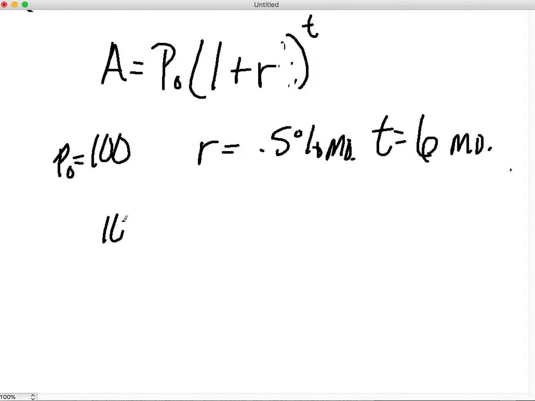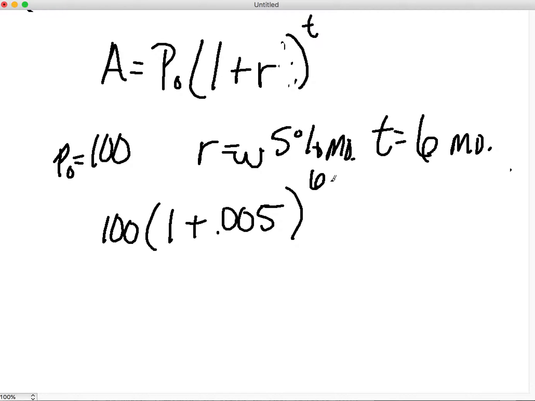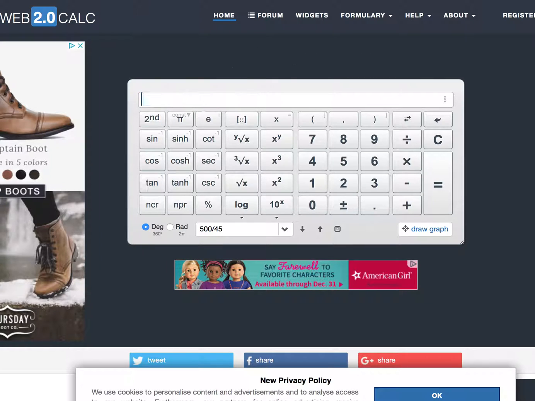So to plug this in the formula, I would do 100 times 1 plus 0.005, because I have to move the decimal 2 places, raised to the 6. So how am I going to enter this in Web 2.0? I'm going to type it in like this. Let me clear this out. 100 times 1 plus 0.005, and notice that's just like it looks.